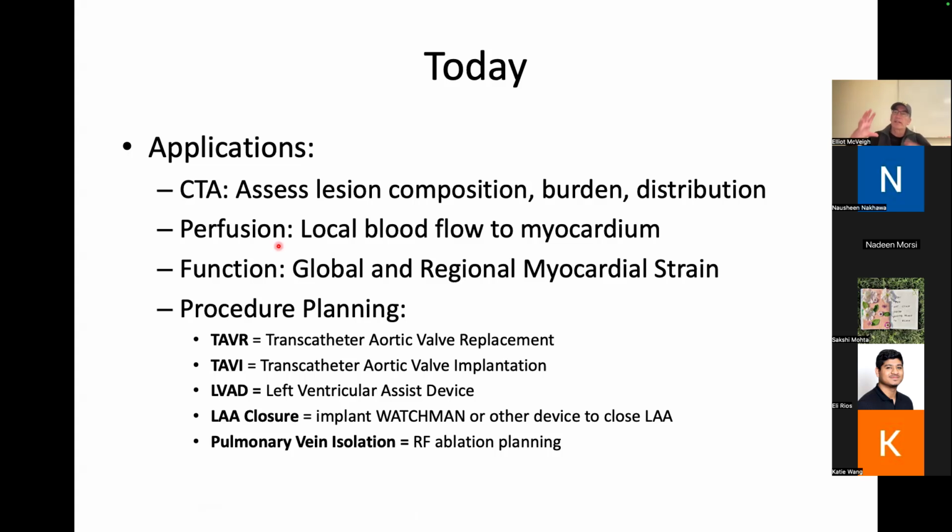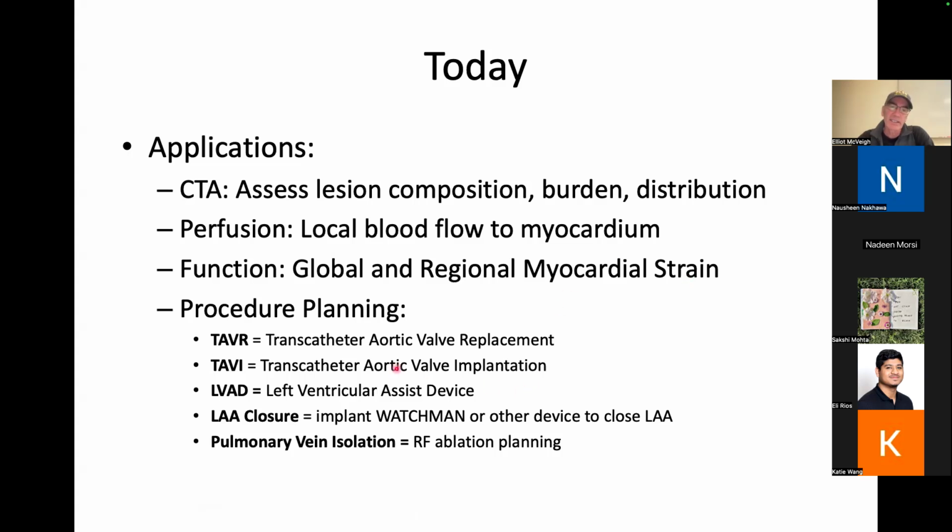Function, which means how is the heart wall contracting? Is it contracting normally? Do I get normal myocardial shortening and strain at every position in the heart? You can make very beautiful global and regional myocardial strain maps using both CT or MR. With echo, you get it just by looking at the deformation of the heart in real time. You can do signal processing with the echo, but it's a little noisy.